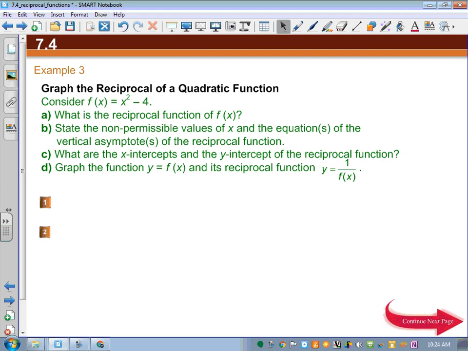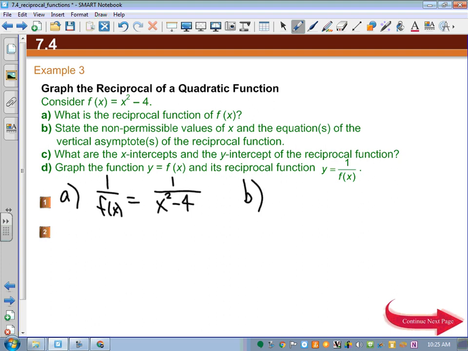But I think there's a lot of, I don't know if grunt work is the right word, but there is a lot of work that we can do beforehand because it does help quite a bit to identify some of these things. Part A is never more complex than that. 1 over f of x is going to be 1 over the original function, which is x squared minus 4. And part B really lends itself to part A.